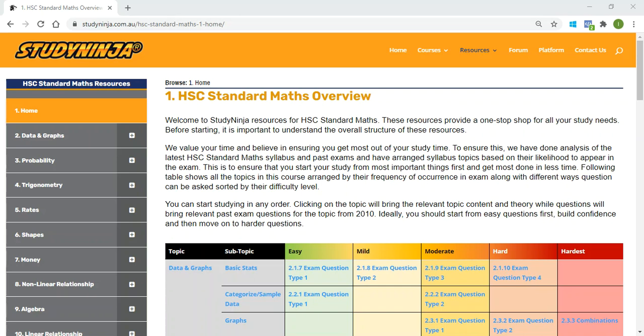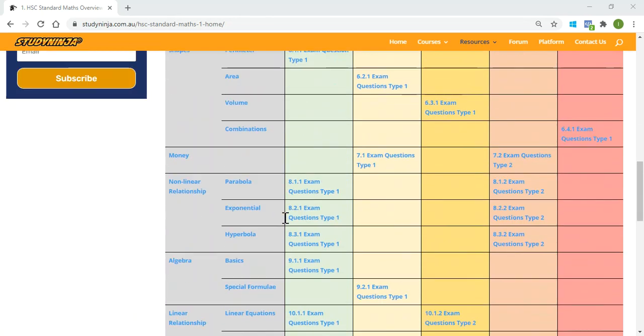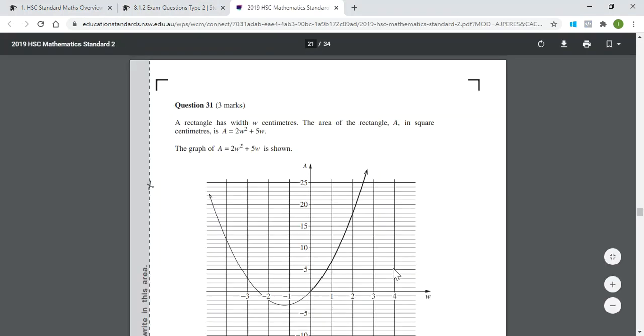This question came from the topic of non-linear relationships. So let's go to the topic, and I think this was from parabola. So this is one of the difficult type of questions. So looking at this study matrix, let's open this question. This is a hard question. So question 31 from 2019 exam.